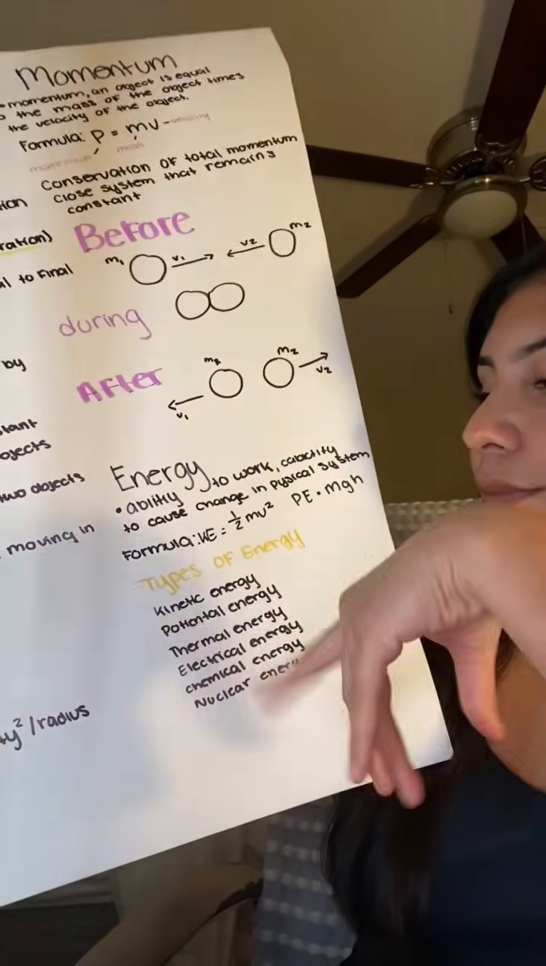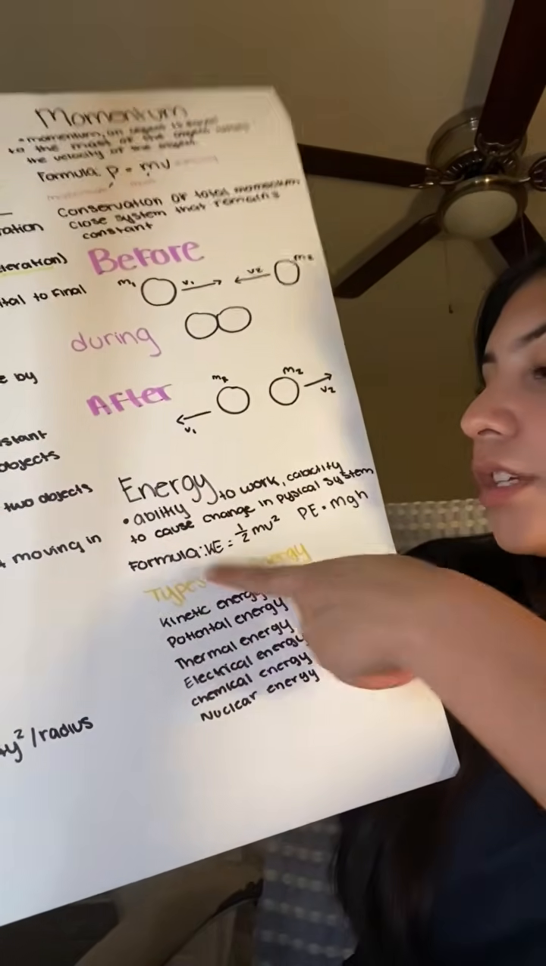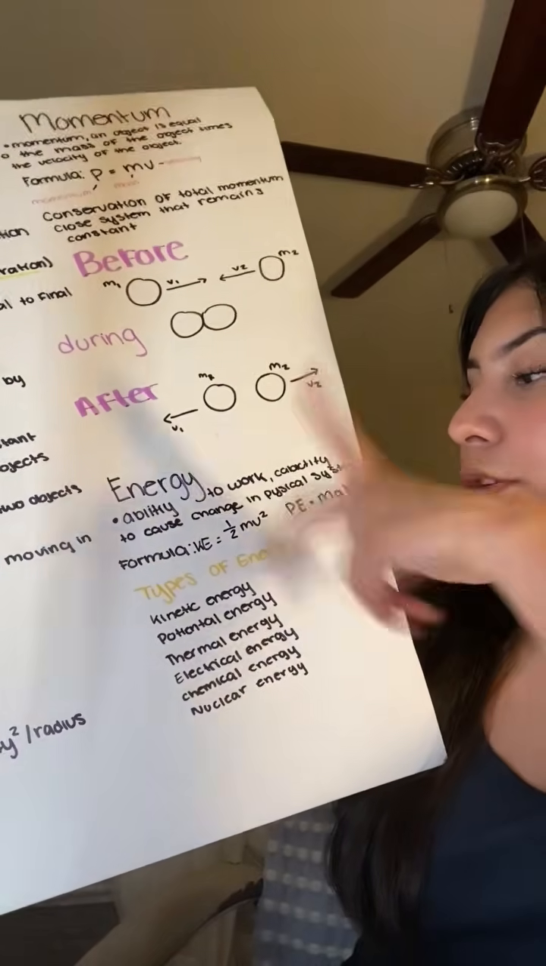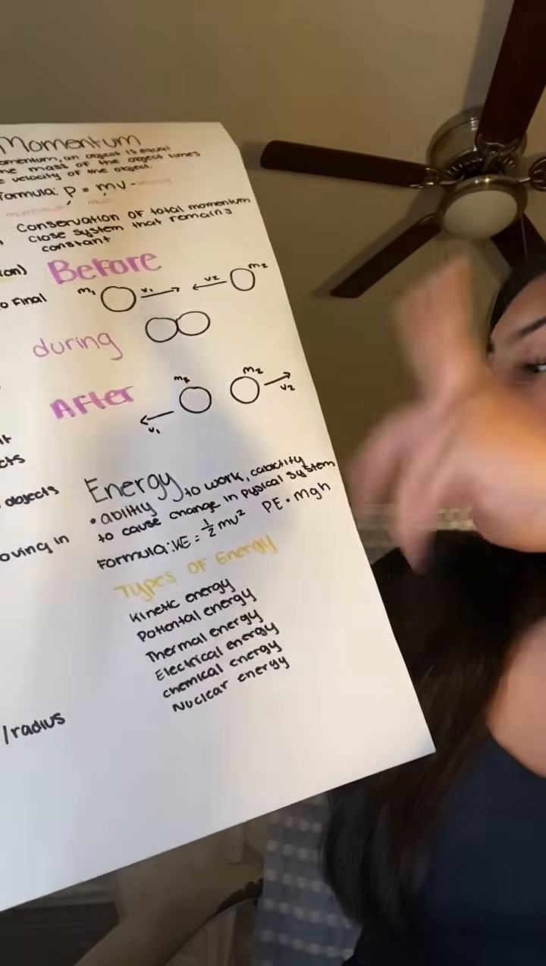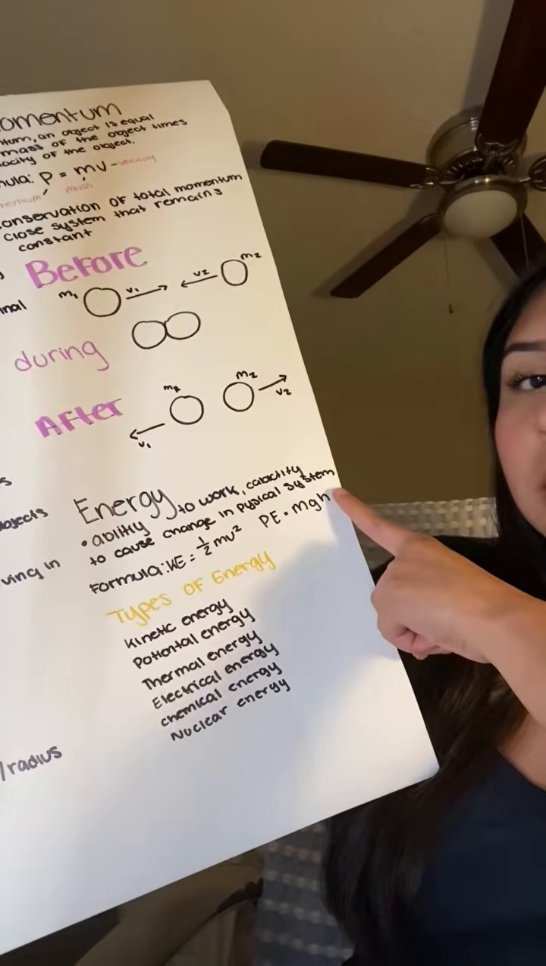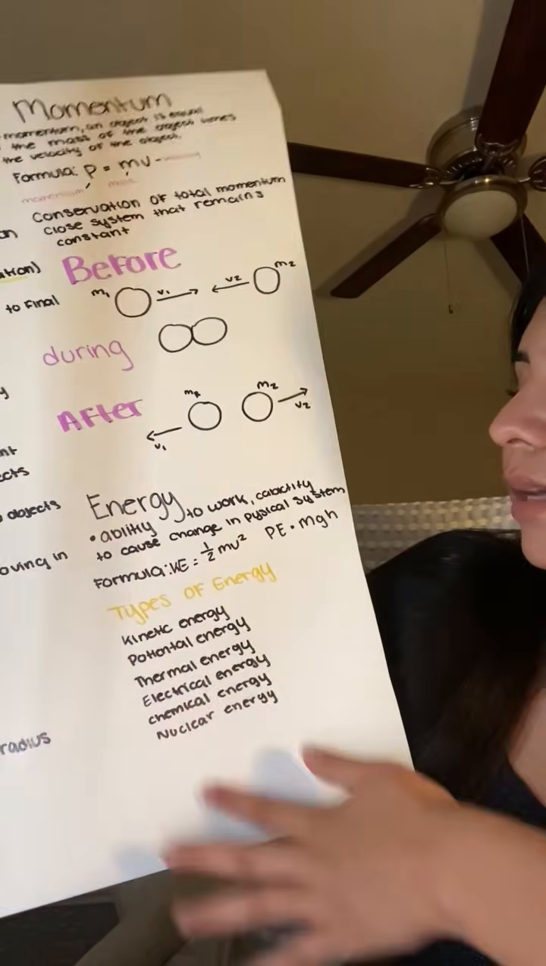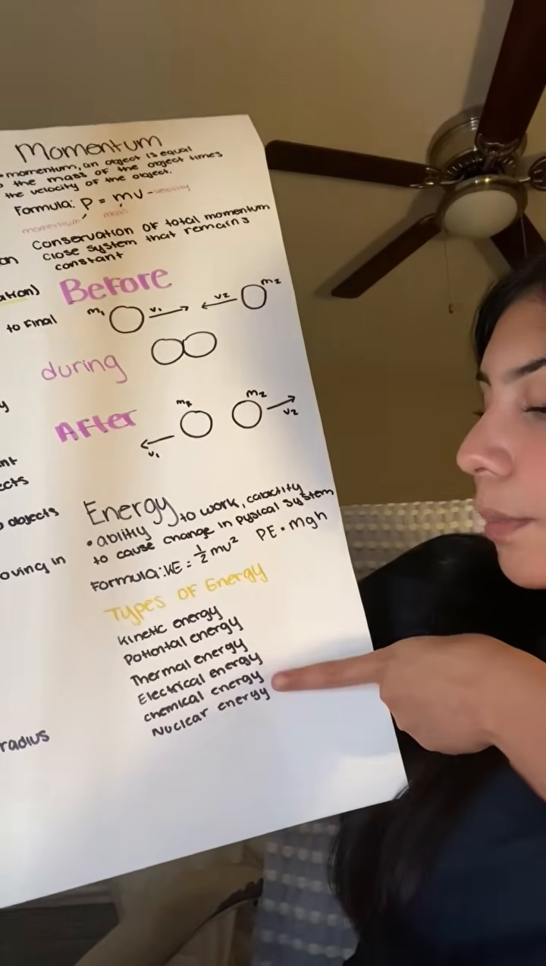Lastly, I will be talking about energy. So here with energy again, I'm pretty sure the formula for kinetic energy is 1/2 times mass times velocity squared, and potential energy is mass times gravity times h, right here, I don't know if you can see it. These are the types of energy: kinetic, potential, thermal, electrical, chemical, and nuclear energy.